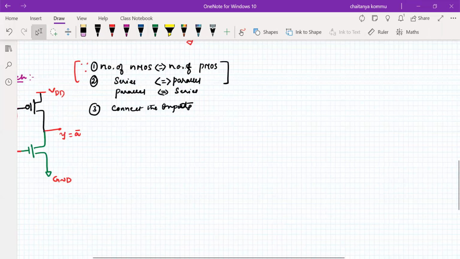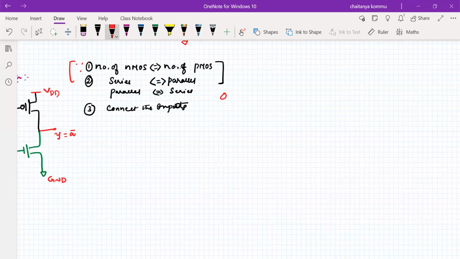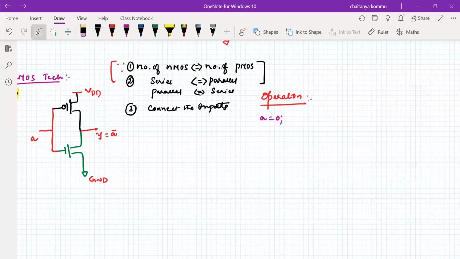Now let us see the operation. The case number 1 is if A is equal to 0, what will happen? The PMOS transistor is on. So from VDD, the PMOS transistor is on, therefore it is acting as a short circuit. What about the NMOS transistor? It is off. So what is the common point here? It is nothing but Y. So Y is connected to VDD, as we know very well.